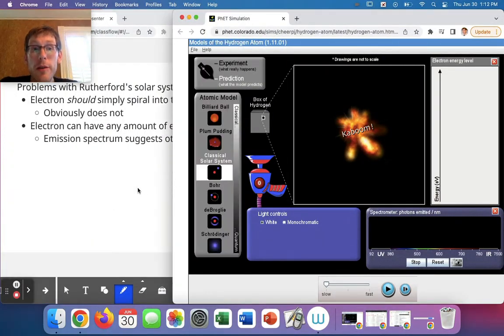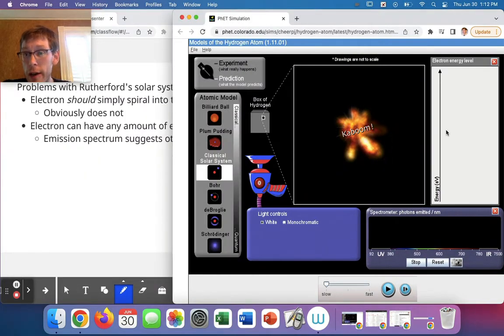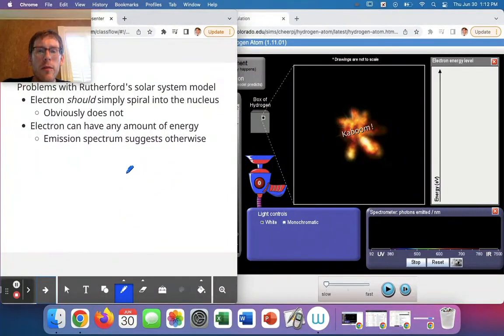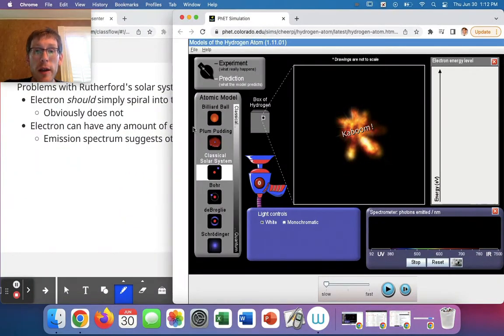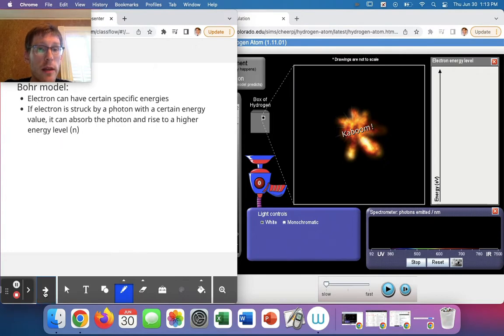So apparently there was something wrong with Rutherford's model, right? Why isn't it that an electron could just have any specific value of energy? We saw it having all sorts of different energy values as it was spiraling towards the nucleus. Why can't it have any energy level? You can see it lowering until eventually it drops into oblivion. The emission spectrum that we saw in the previous case suggests otherwise. It suggests maybe the electron can only have certain specific energy levels, which is why only certain wavelengths are emitted by hydrogen.